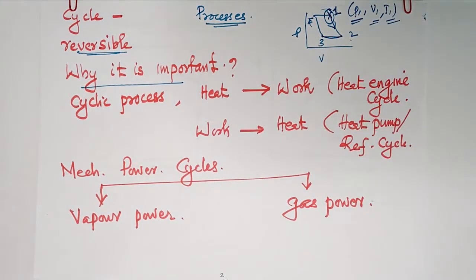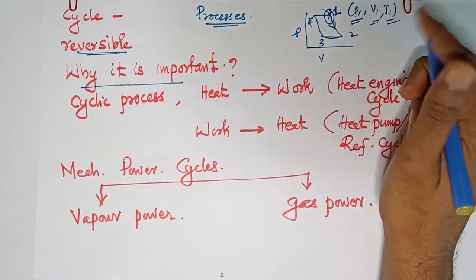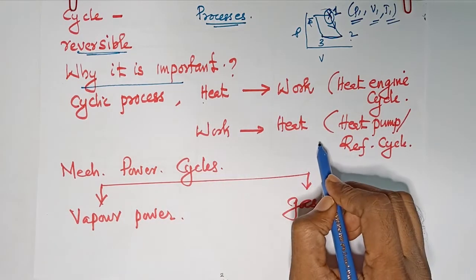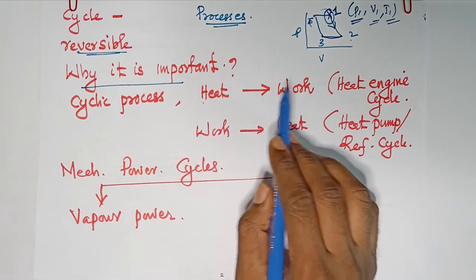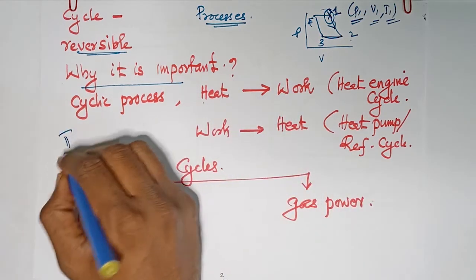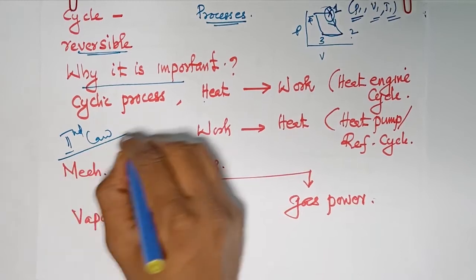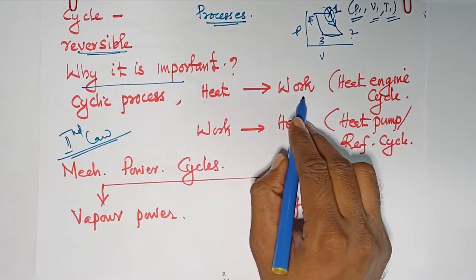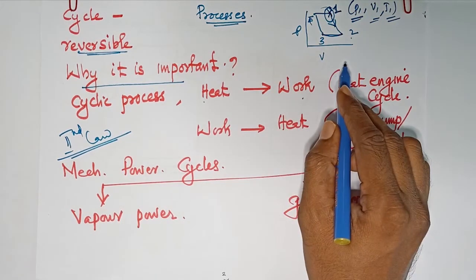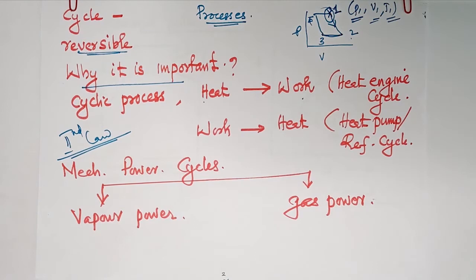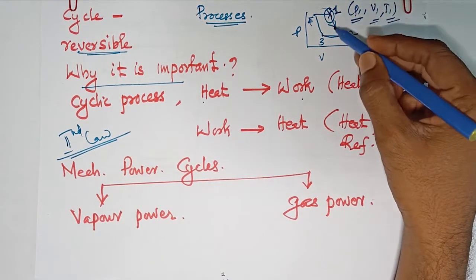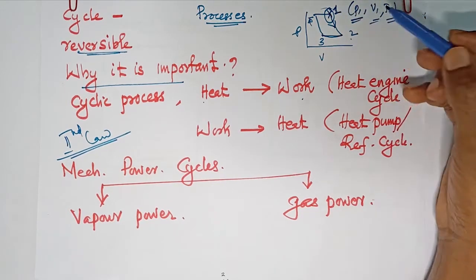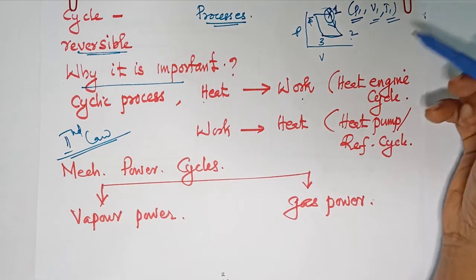Normally in a cyclic process, we know that heat can be converted into work and work can be converted into heat. The second law of thermodynamics clearly depicts that complete conversion of heat into work in a cyclic process is not possible. But in a single process it is possible. From 1 to 2 we can convert heat into work or vice versa.